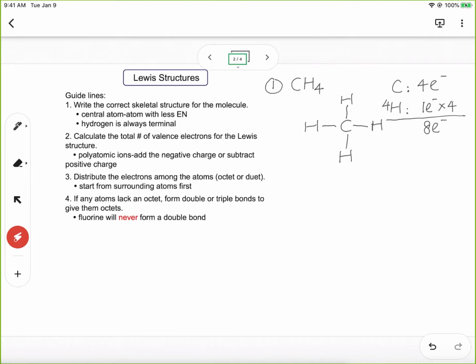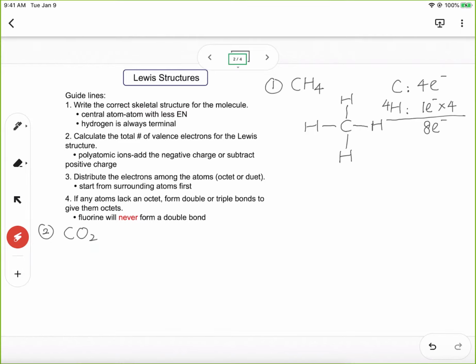All right, now the second example, let me write it here, would be carbon dioxide, CO2. Okay, now again, start from the first step, CO2. Write the skeletal structure. We have carbon, oxygen.